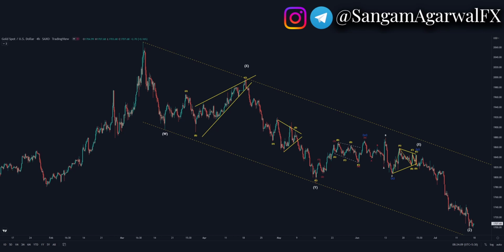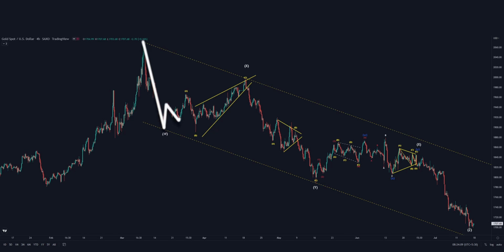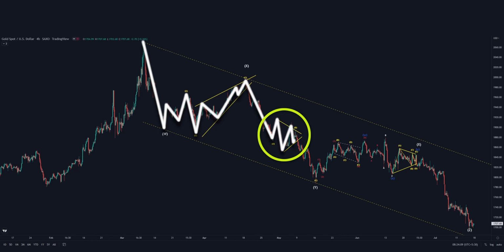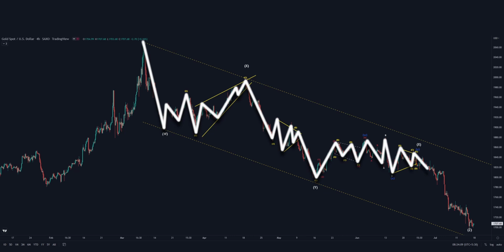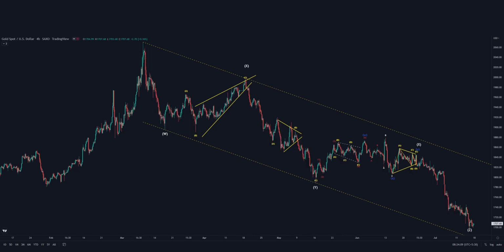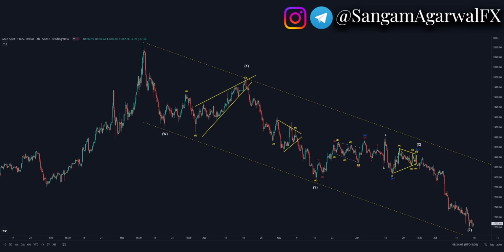This is the H4 time frame of gold, and you have the Elliott wave count from top to bottom. Since we have a triangle correction in the middle, I have a WXY corrective wave pattern, and right now we are in the final wave Z. We have these parallel lines, and if a new low comes, then it can retest this lower line.